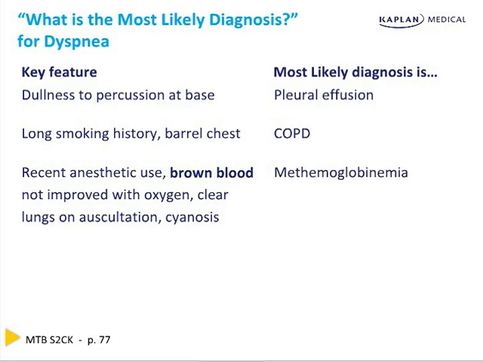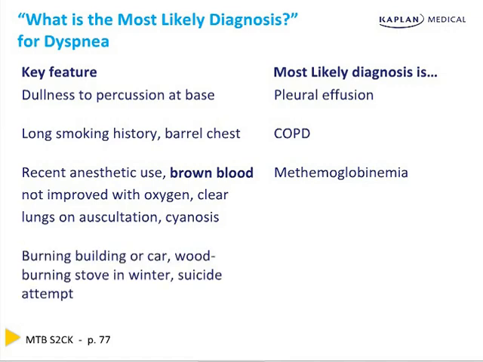That is methemoglobinemia. When you have blood iron, the hemoglobin has been turned into a 3+ state, not ferrous, and doesn't allow you to pick up oxygen and turns brown. It gets treated with methylene blue. Methylene blue. Look for the recent anesthetic use.